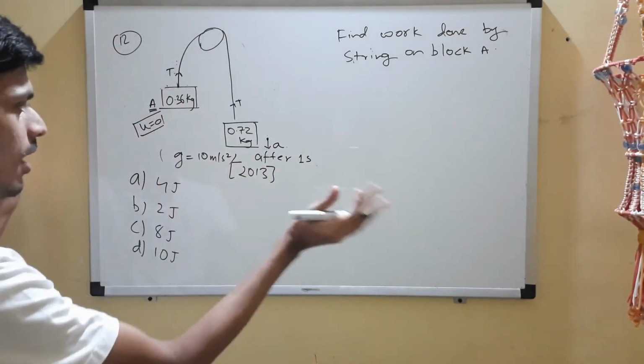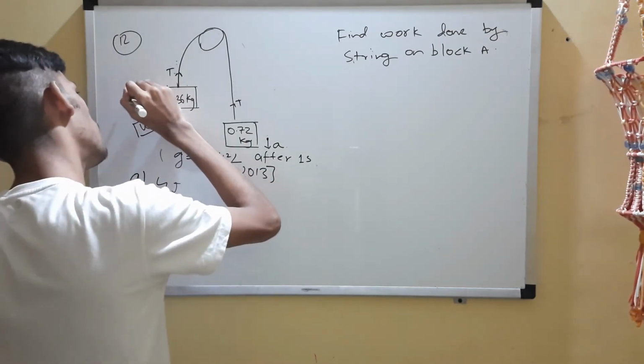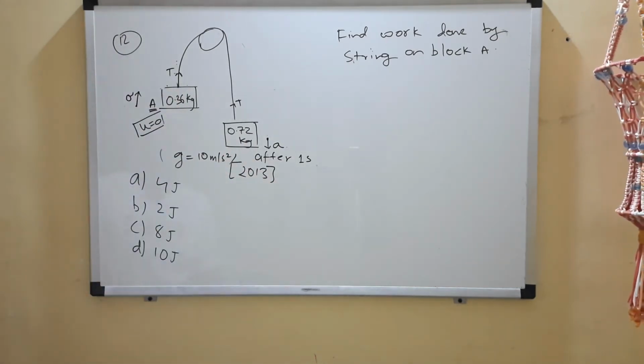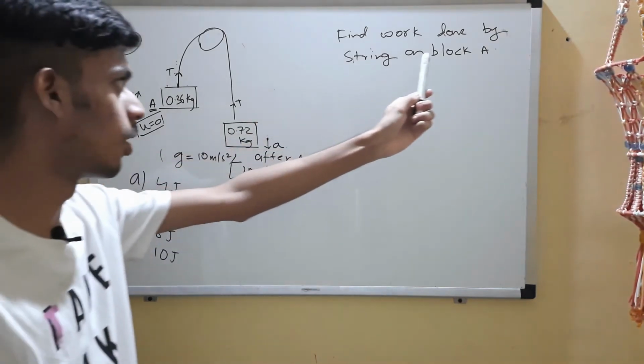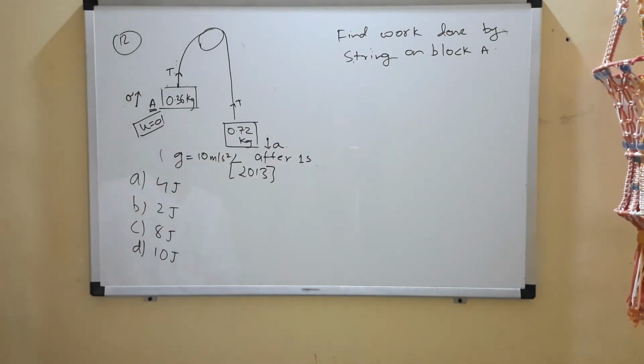Now the system is left from rest, so this gets an acceleration a, and block A follows with the same acceleration. You are supposed to find the work done by the string on block A after 1 second.